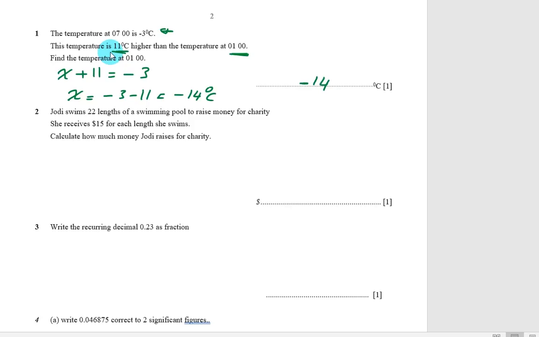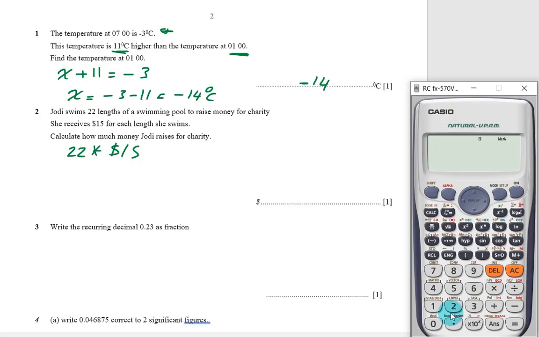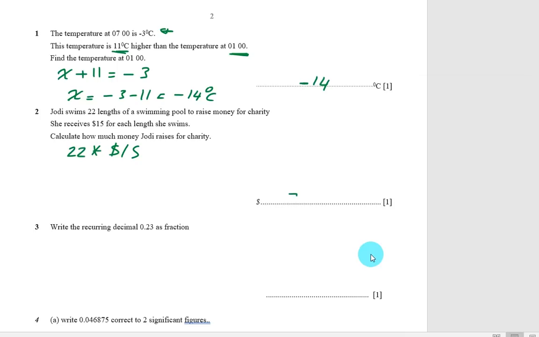Judy swims 22 lengths of a swimming pool to raise money for charity. She received $15 for each length she swims. Calculate how much money Judy raises for charity. Now she already swam 22 lengths, multiplied by $15, and we will have the total money that she collects. So 22 multiplied by 15 will equal $330.